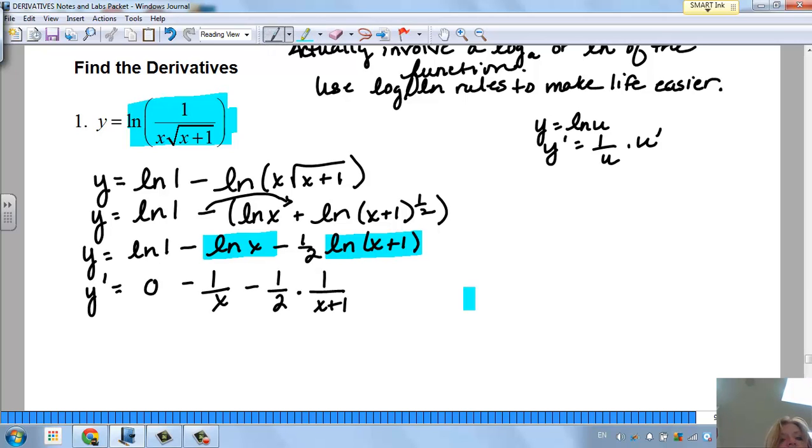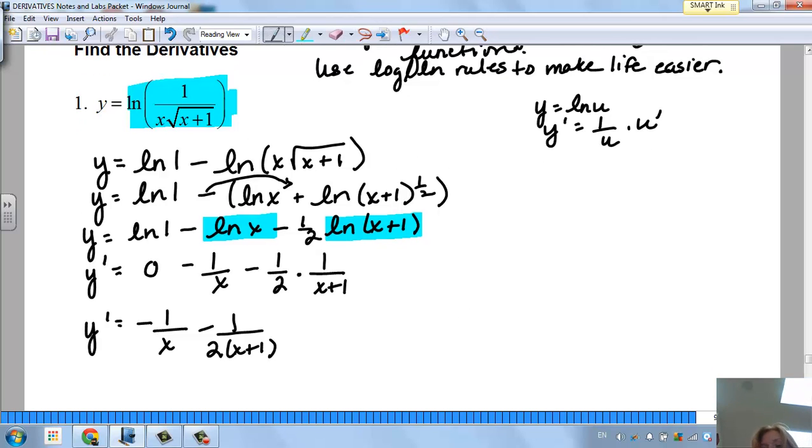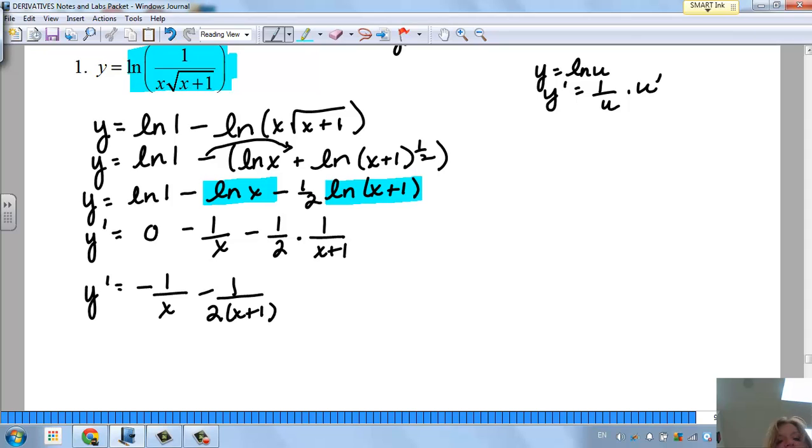Now basically, I'm going to spend time just rewriting this a little bit because I don't need that 0. So it's going to be minus 1 over x minus 1 over 2 times x plus 1. So that really is the derivative right there. But now you'll see where lots of times when you check your answer that they've done some algebra, and a lot of it is just combining these fractions.